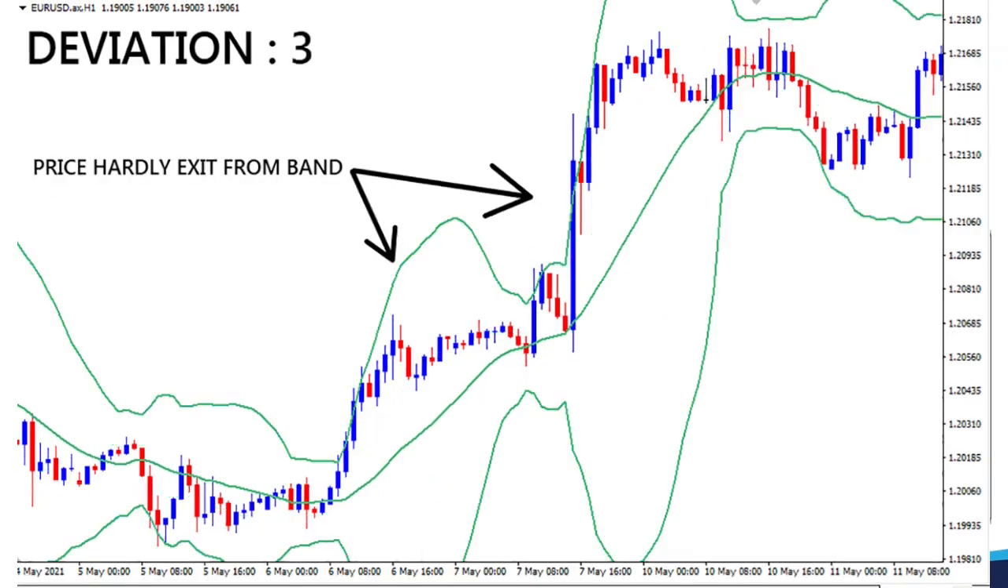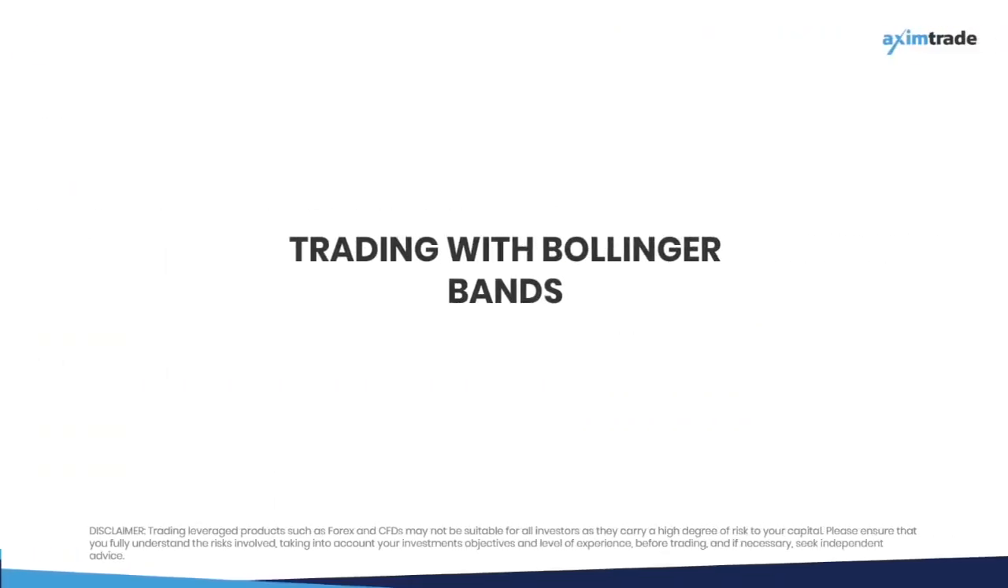For myself, I prefer to trade with chances in my favor. So if a standard deviation of 3 gives me a 99% chance that the price will not exceed the Bollinger Bands, I'll be interested in trading only with these parameters. Let's look at how to trade with Bollinger Bands.